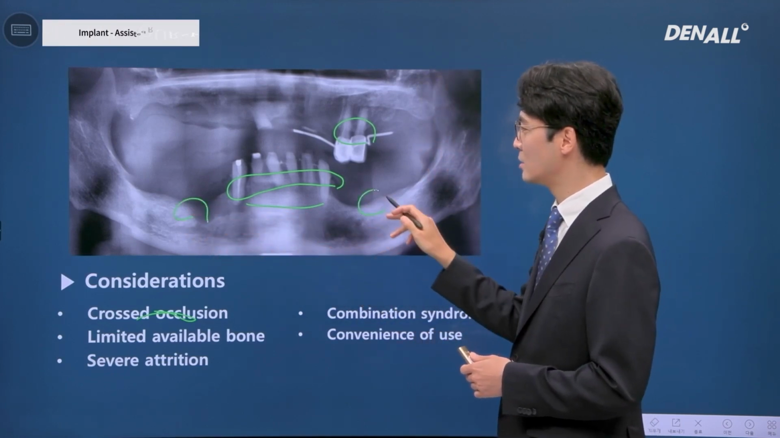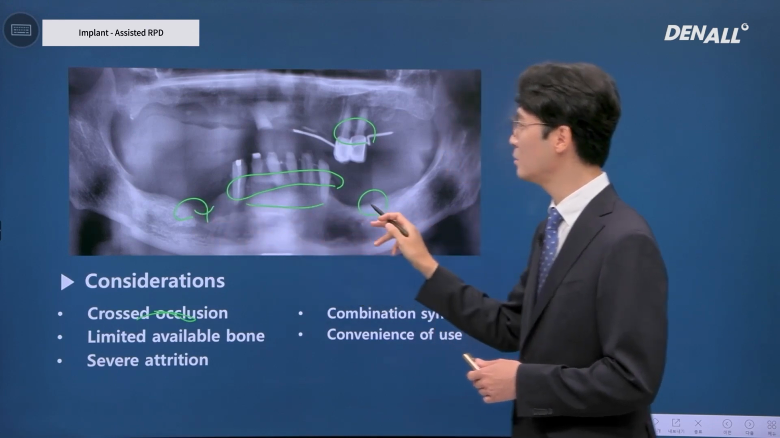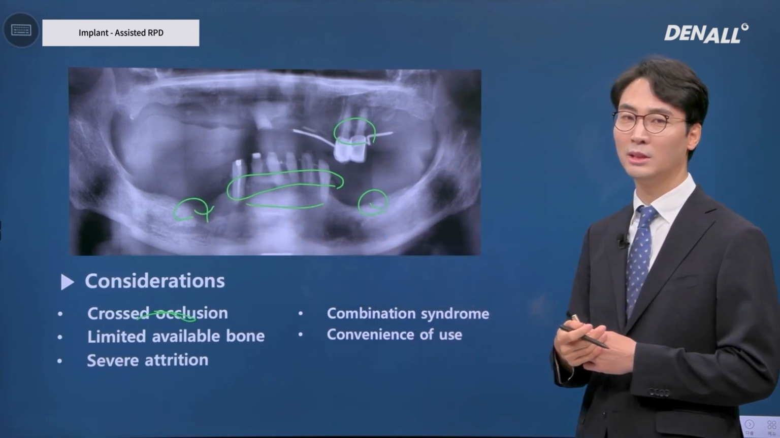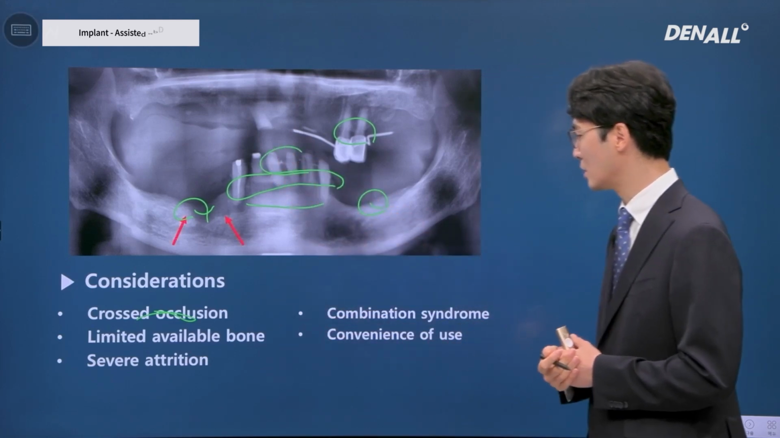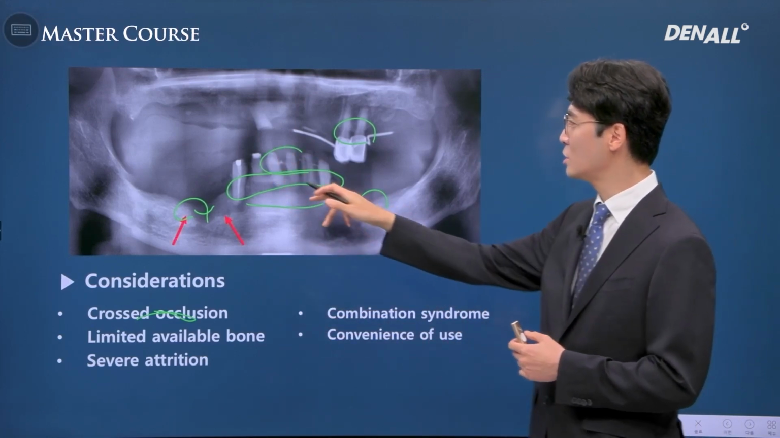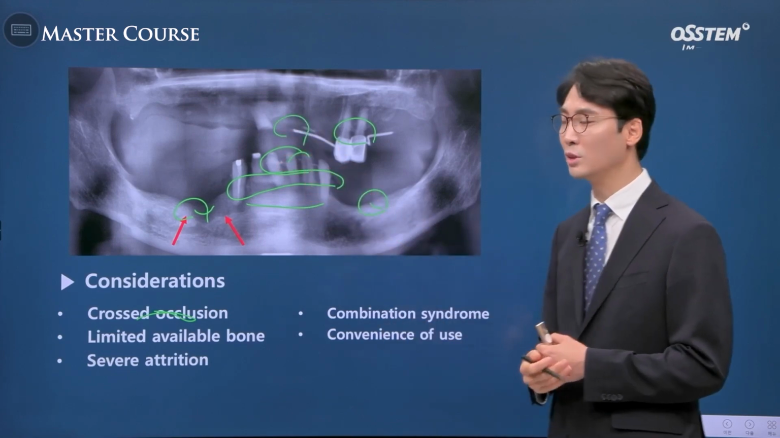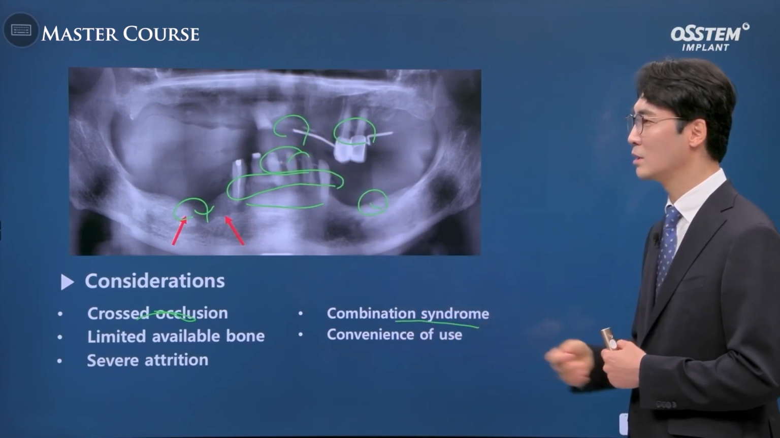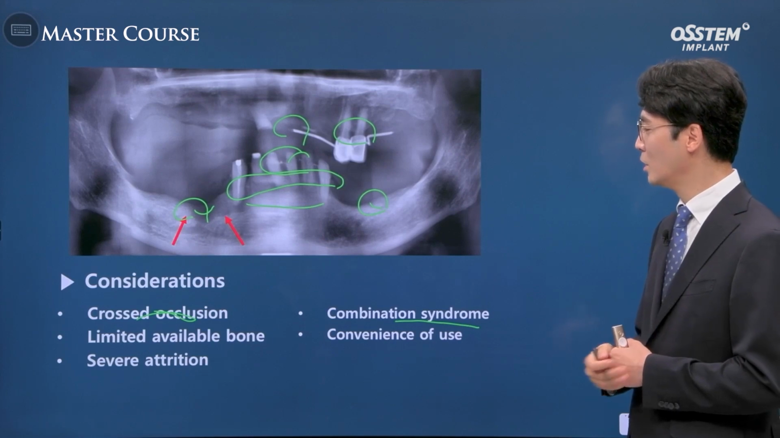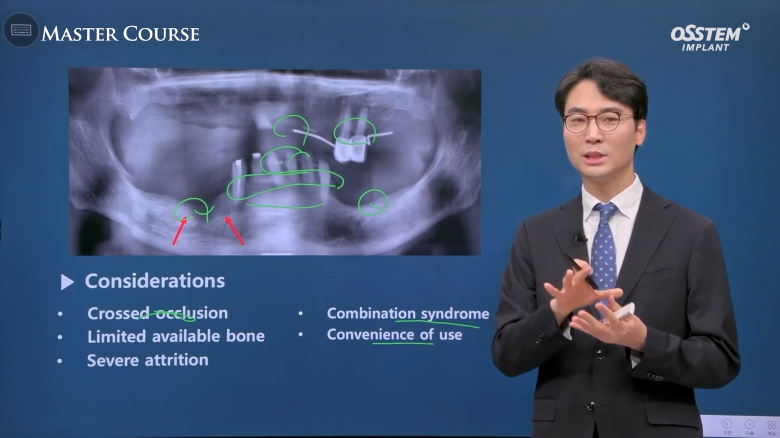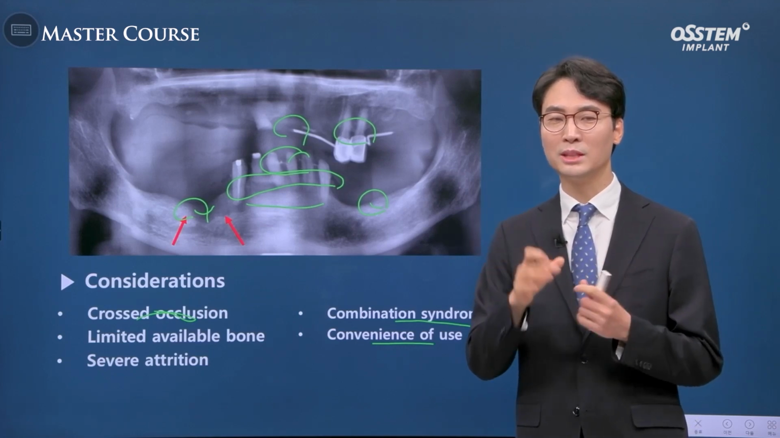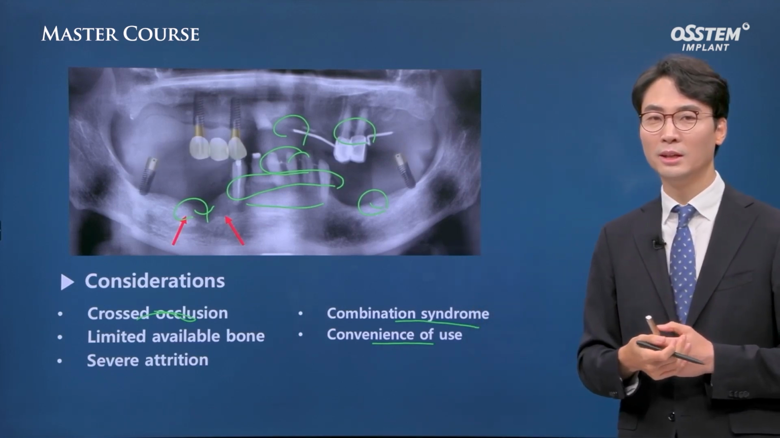Because there was very limited available bone in the posterior area, implant placement would have been extremely difficult. And there was severe attrition. There was concern of combination syndrome because there were anterior teeth in the lower but none in the upper. It was very uncomfortable for the patient to use. Whenever the patient chewed, the teeth showed unstable movement.